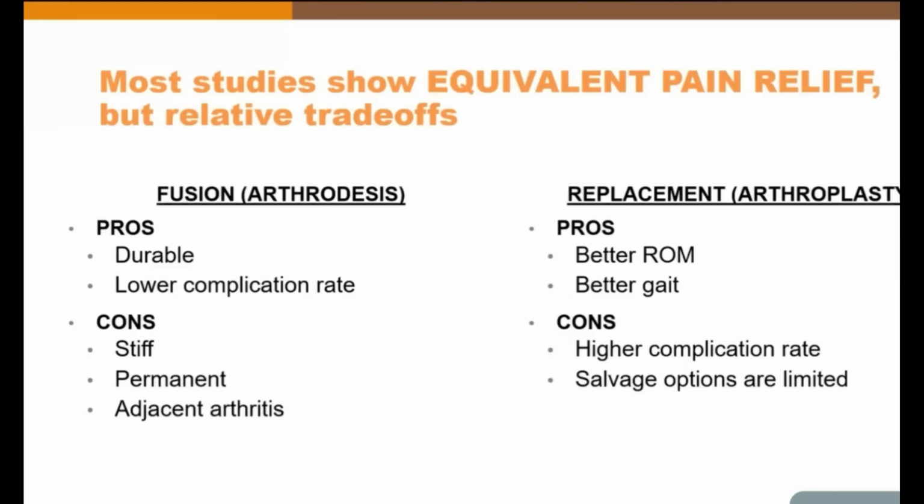If we look at replacements on the other side, some of the pros include better range of motion from the resurfacing of those joints with plastic and metal, and better gait patterns as a result of that. Cons, a higher overall complication rate from replacement than arthrodesis. The salvage options are relatively limited as well. It doesn't mean there are no salvage options, but in general, failed hip and knee arthroplasties, for comparison, have more treatment options if they fail and better implants to treat them. So it is not a simple transition to go from a failed ankle replacement to an ankle fusion.